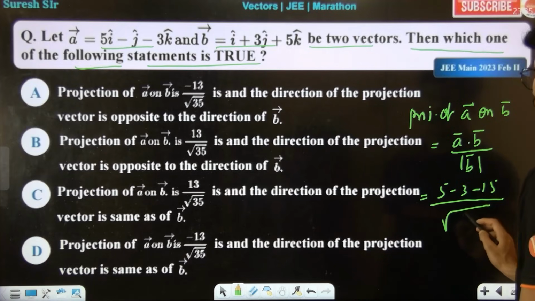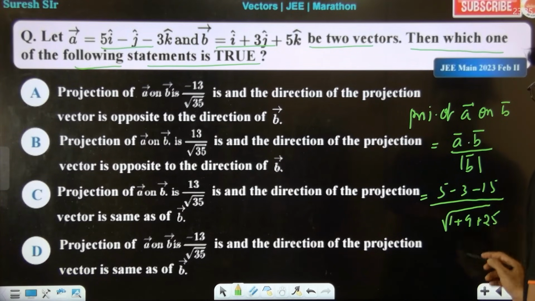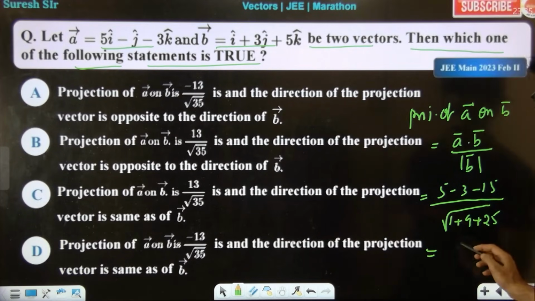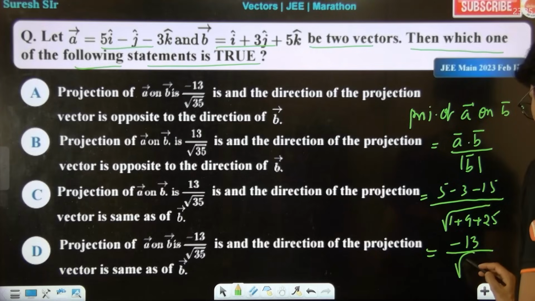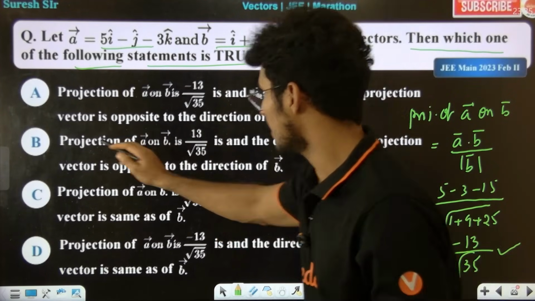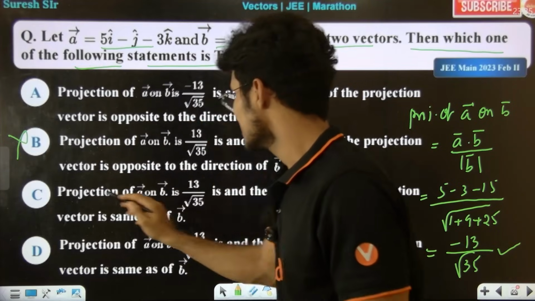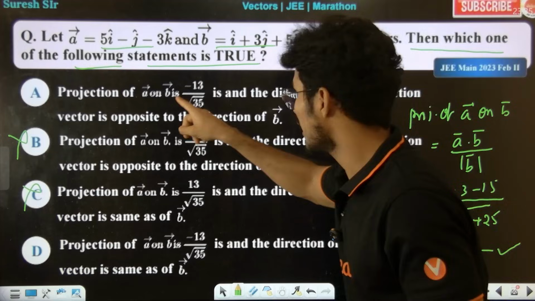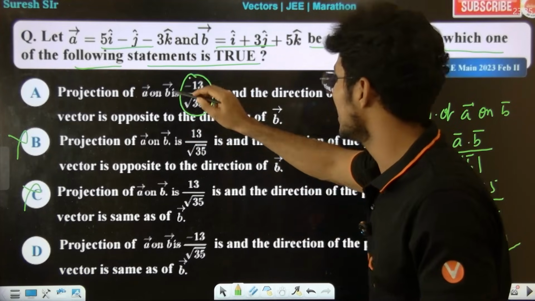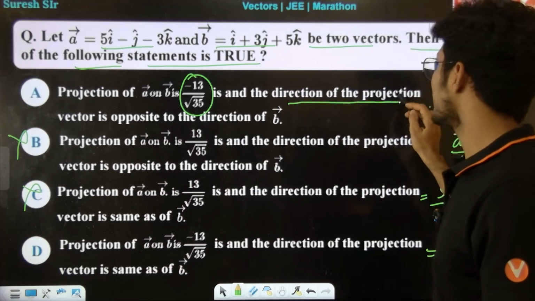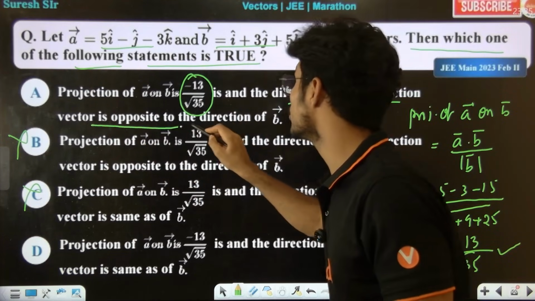Magnitude of B is what, sir? 1 plus 9 plus 25. Yes or no? So now you tell me, it is minus 13 by root 35. Which option is correct? Option B is not, option A is there, C is not. Option D, what? Minus represents what? Basically the projection of A on B is minus 13 by root 35, and the direction of the projection vector is opposite to the direction of B.